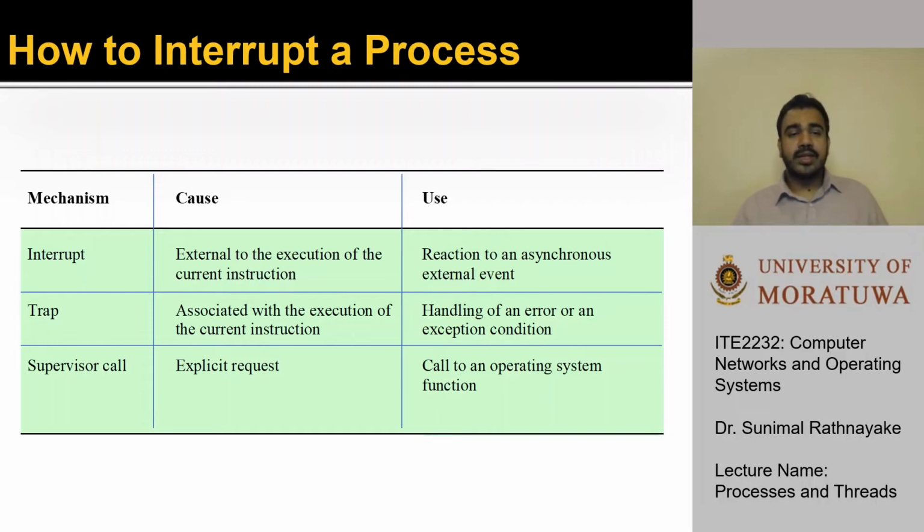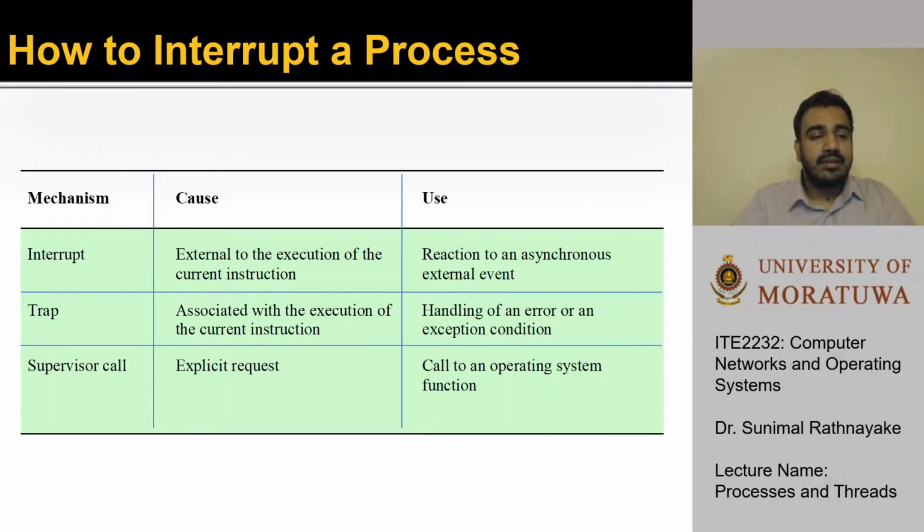Then we also talked about interrupts, which are a way of disrupting the sequential flow of instructions in a computer system. So the operating system has multiple ways of supporting interrupts, right? So one way of interrupting a process is an interrupt, which is external to the execution of the current instruction, due to an asynchronous external event. Asynchronous means it could happen abruptly. So there's a reaction which is defined in the interrupt service routine.